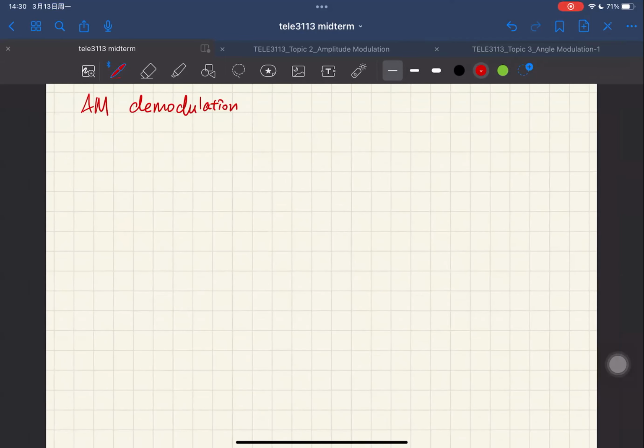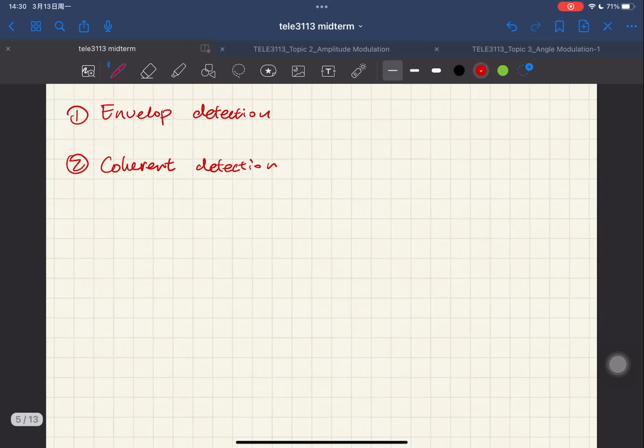There are two ways to demodulate a signal. The first way is called envelope detection. The second one is coherent detection. And we're going to look at the mechanism behind the two of them separately.